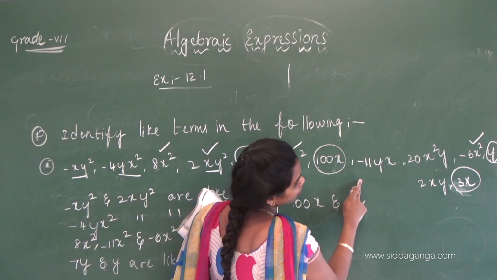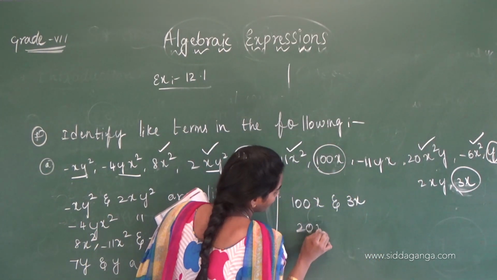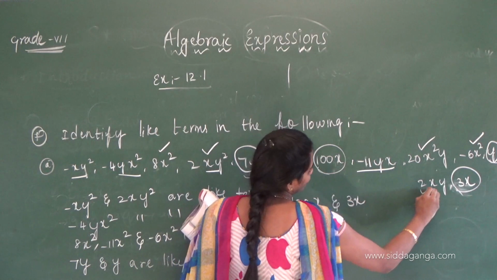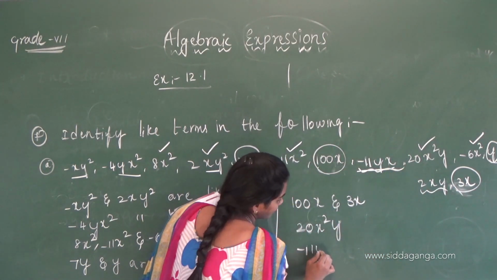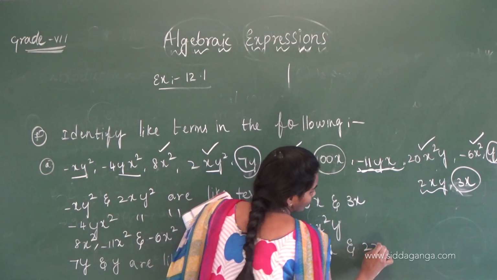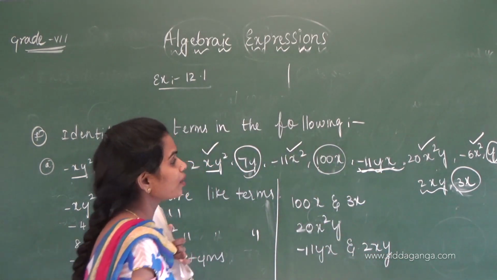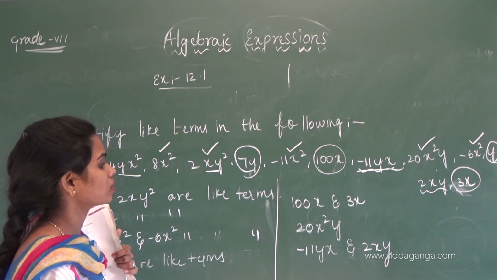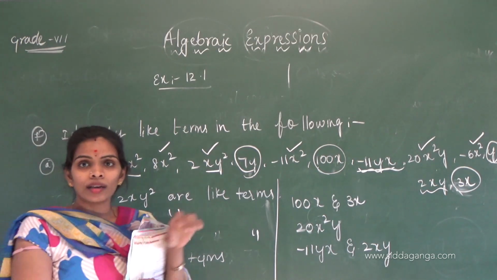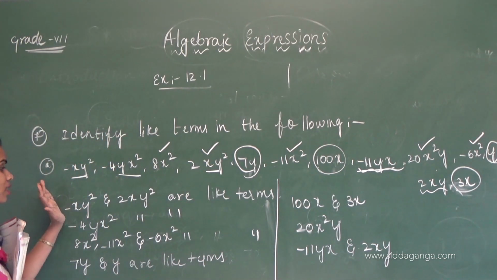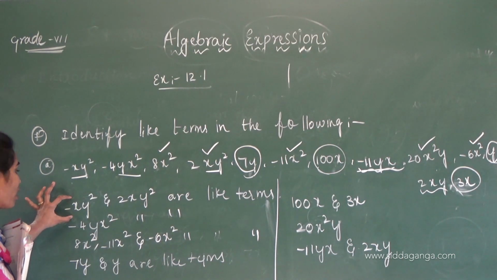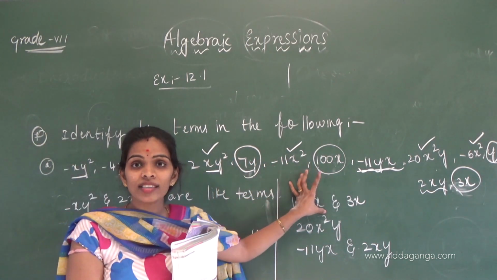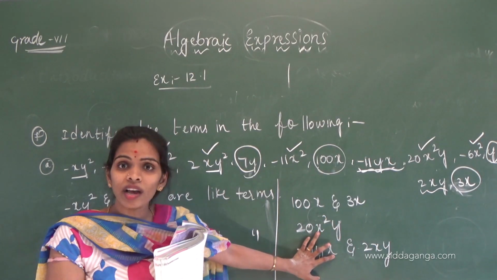And then 20 x square y. No combination for that. x into y is equal to y into x. I already told you, that's why minus 11 by x and 2xy are like terms. Okay. In this given statement, these are like terms. This one is belonging to minus xy square, this is yx square, this one is x square, this one is y, this one is for x, this one is for x square y, and this one is for yx.